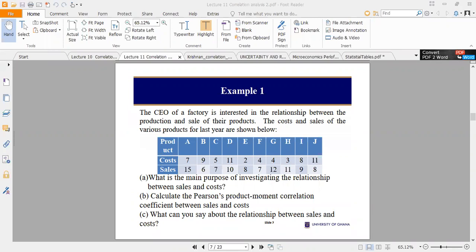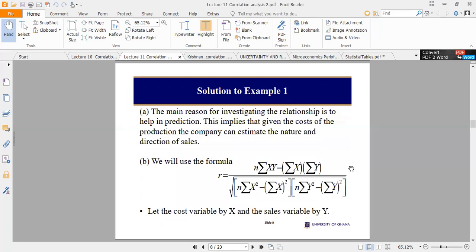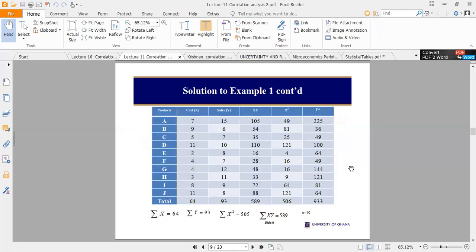Then the B, we have to calculate the Pearson's correlation coefficient. So we just need a formula, put it in a table form, create columns for x squared, y squared, and then xy. From there, we'll be able to find all the terms that we need in the formula. So there's a formula that we'll be using. Let's just create a table. Cost is X, sales is Y. It doesn't matter which one you use as X or Y, you still get the same answer.